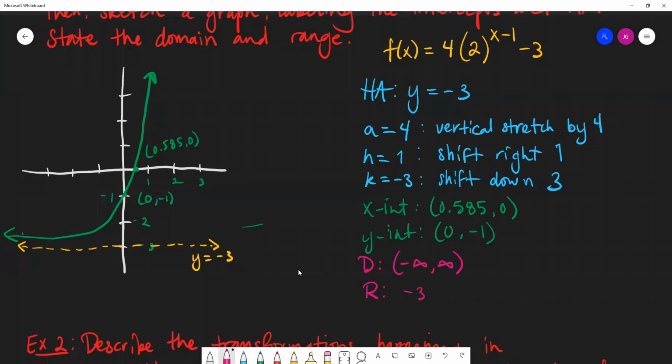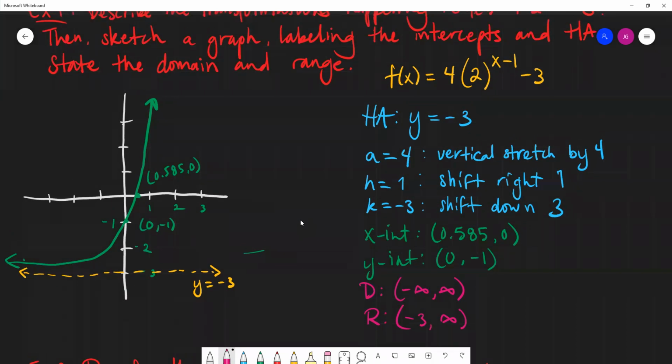But our graph doesn't touch negative 3. It only follows alongside it. So I'm going to put a parenthesis at negative 3. And then it goes off to infinity. Okay. All right, so that's one example of what the range could look like. And there is the problem, right?